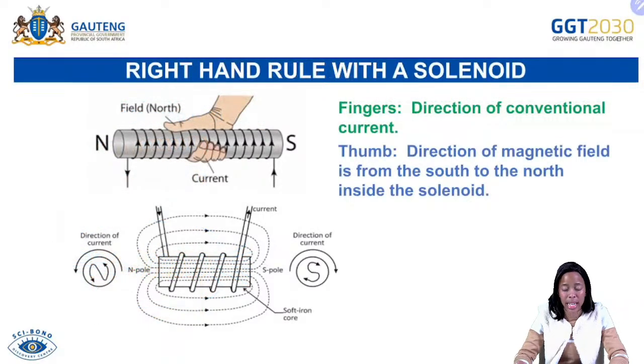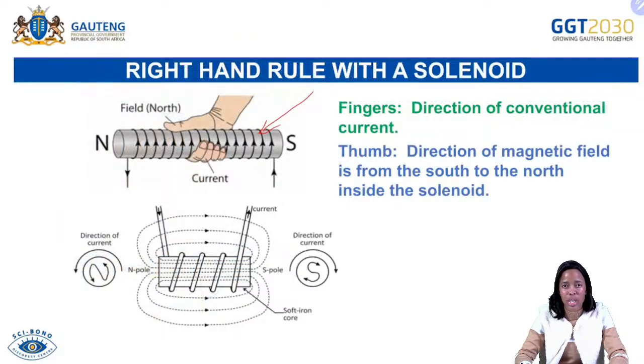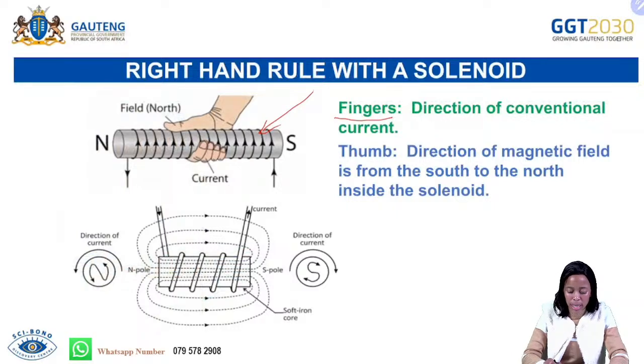Then we have a right-hand rule with the solenoid as well, okay? This is a representation of the solenoid. With the right-hand rule, we are going to use the fingers to represent the direction of the conventional current. So the fingers this time are representing the direction of the conventional current. And then we have the thumb.